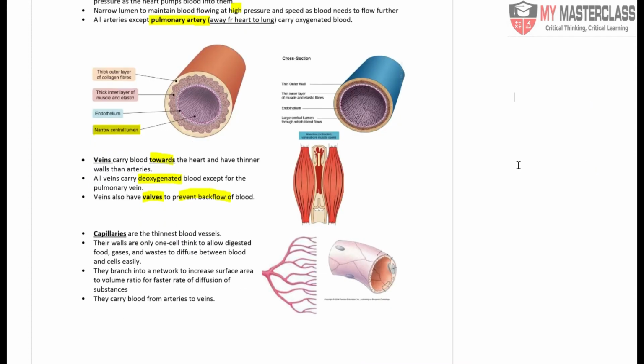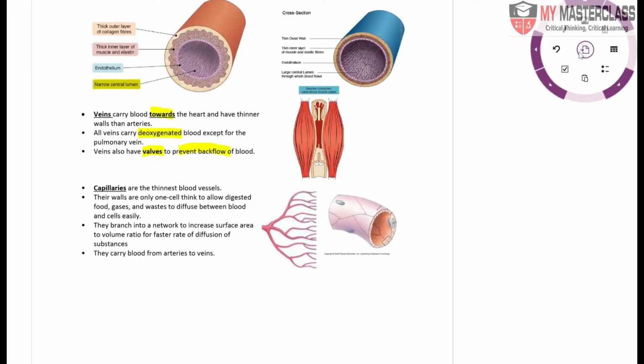Okay, so last but not least, we have got the smallest component, which is called the capillaries. Because they have to slow down the blood to enable substances to move into the cells themselves, they are only one cell thick. Okay, so thick, not thin. So let me just edit this part here. So this is one cell thick.